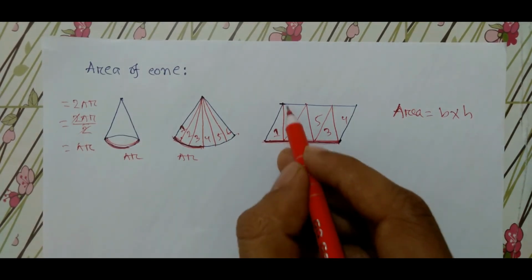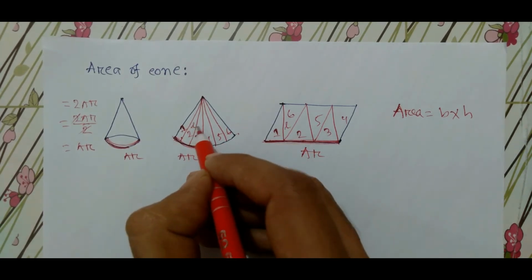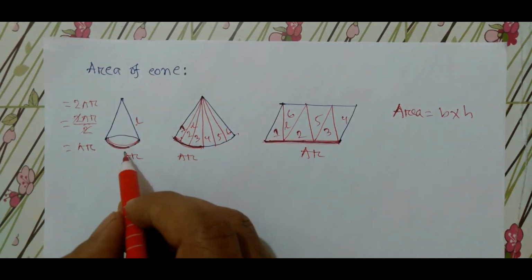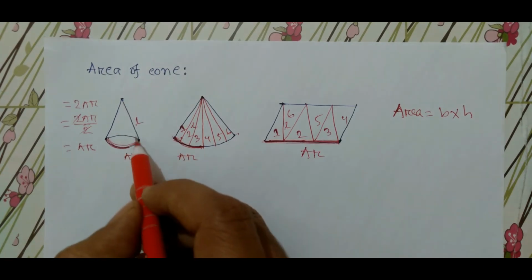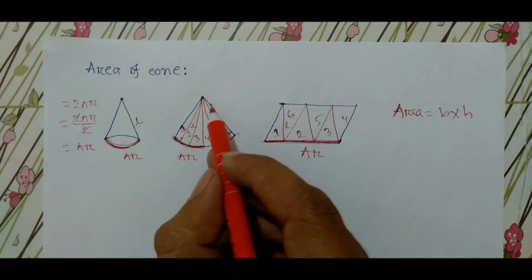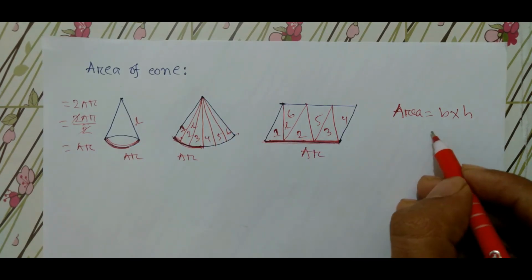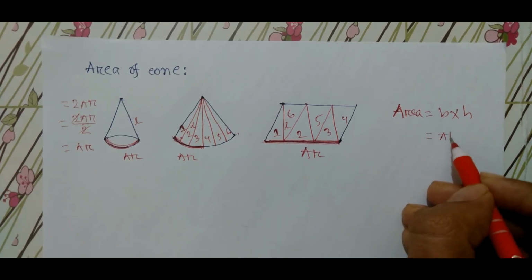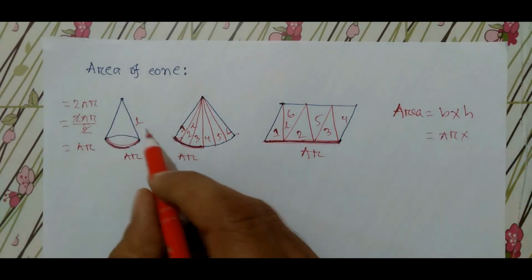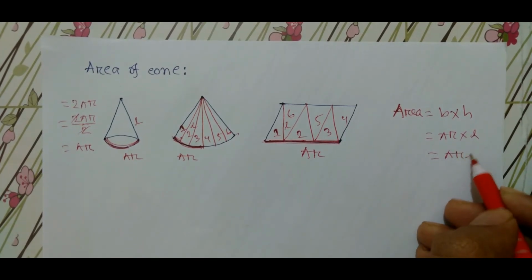Now what is the height of the parallelogram? The height of the parallelogram is L. Okay. In case of cone, the height is considered by L. That's why we can say that the height of the cone is L. So the height of the parallelogram will also be L. Okay. Already we have found the base and height. The base is pi r and the height is L. Okay. So the area of cone will be pi r L.